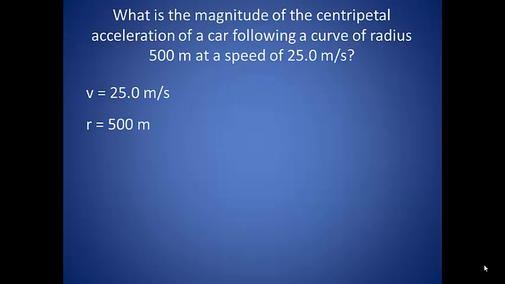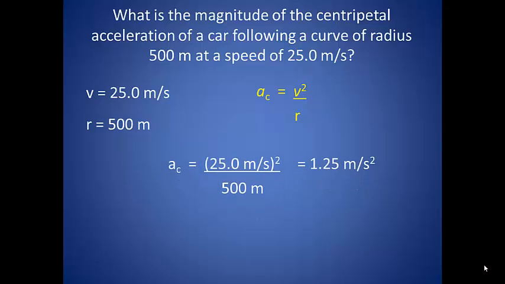So what is the magnitude of the centripetal acceleration of a car following a curve of radius 500 meters at a speed of 25 meters per second? We are given the velocity and the radius, so we can use our centripetal acceleration equation to solve for the acceleration of the car. We end up with 1.25 meters per second squared. Now, a curve with a radius of 500 meters is a pretty gentle turn, even when being driven at a high rate of speed. If we compare this to the force of gravity, we get a ratio of 0.128. Definitely something you would notice, but not something that would overwhelm you.